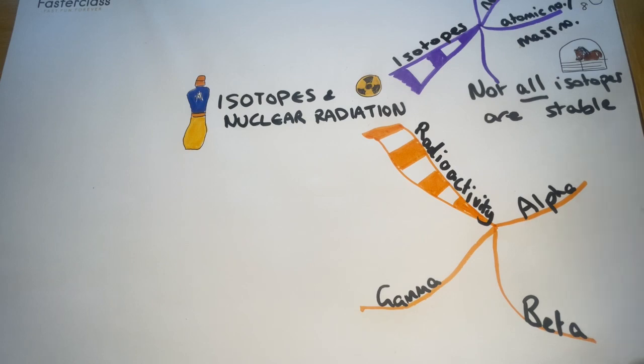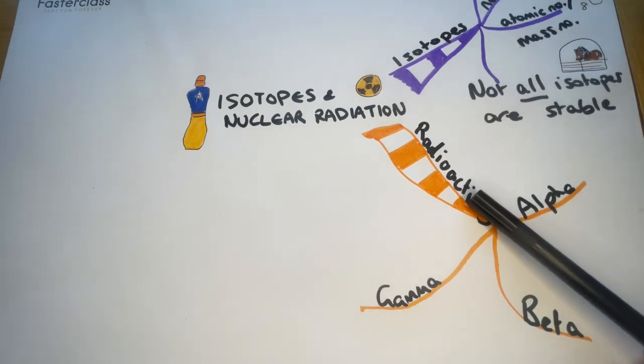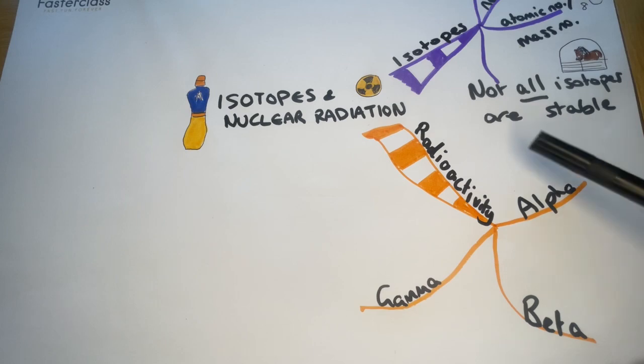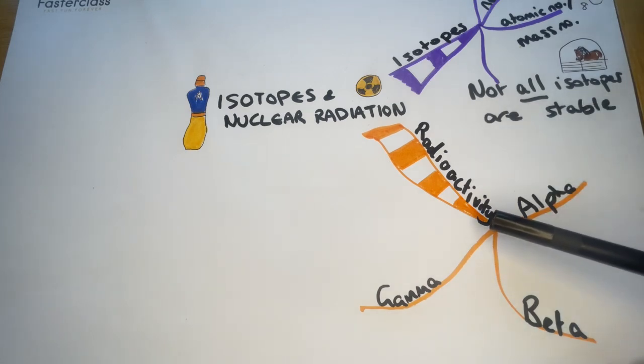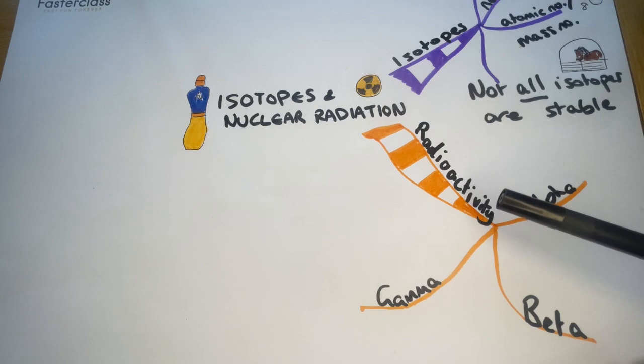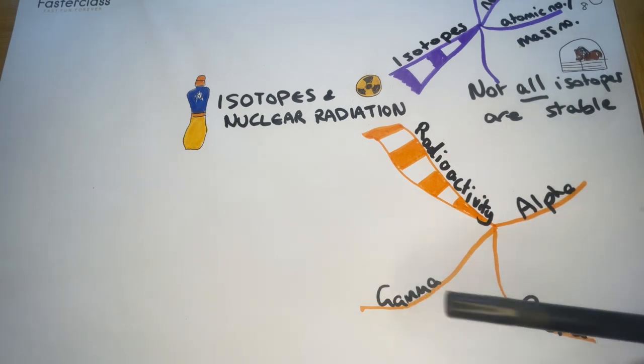Now, radioactivity is the process by which unstable isotopes, so not all isotopes are stable, but some of them are. Some of them are very happy, but not all isotopes are stable. That means some are unstable. And radioactivity is the process by which unstable isotopes release energy to become more stable. And there are 3 main types of radiation: alpha, beta, and gamma.